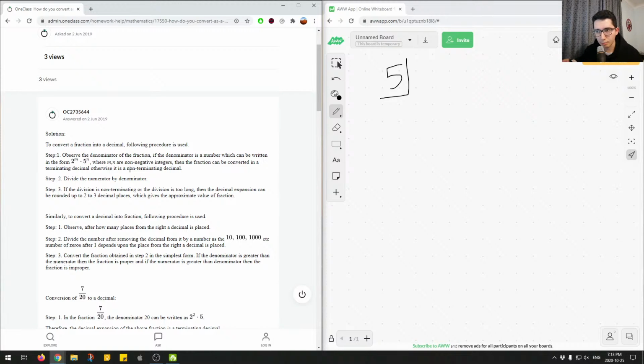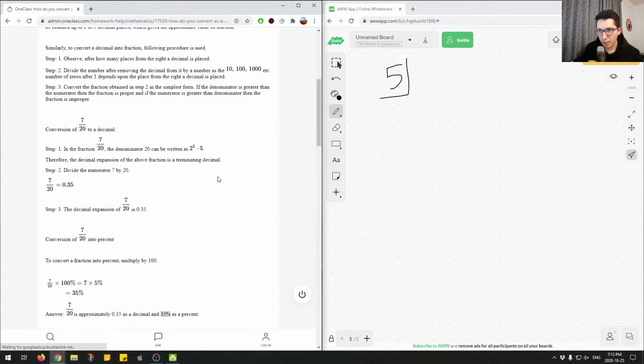Terminating means that at some point the numbers after the decimal point stop. So divide the numerator by the denominator. If the division is non-terminating or too long, then the decimal expansion can be rounded to 2 to 3 decimal places. This will give us an approximate fraction.